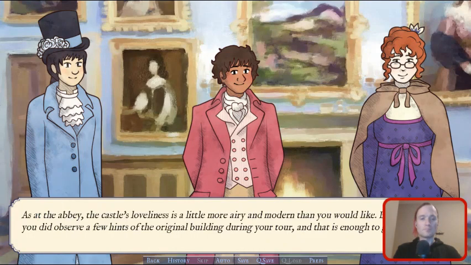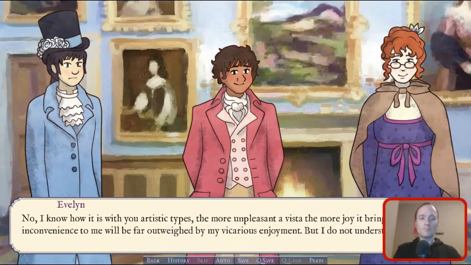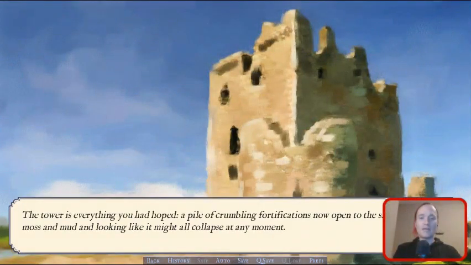Mm-hmm. That looks ruined. The tower is everything you had hoped. Yeah. A pile of crumbling fortifications up into the sky, covered with moss and mud and looking like it might all collapse at any moment.